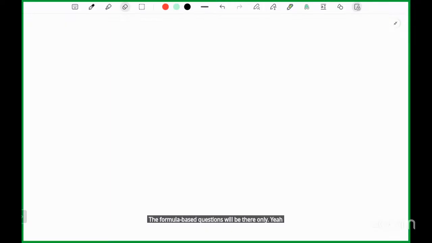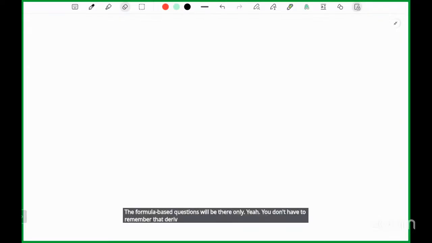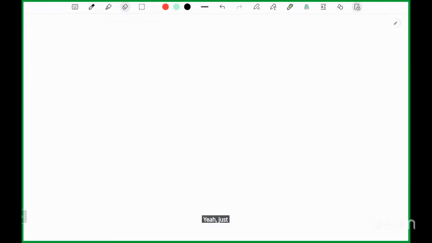You don't have to remember the derivation, the proof, how we get the roots and all those things. Just apply the formula and the questions will become correct. Those derivations are just for your understanding of how these things come up. So you should just go and understand them, and the formula will be more than enough.